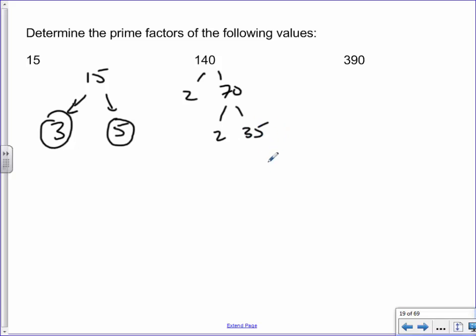You get your 35. And then, okay, well 35 is not even. So you gotta know your math facts. We're gonna need two odd numbers, 5 and 7. So some people like to just pick off 2s one at a time. That's fine, I don't really care. But at the end of the day, we have two 2s, 5 and 7.